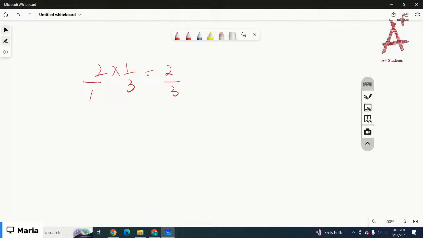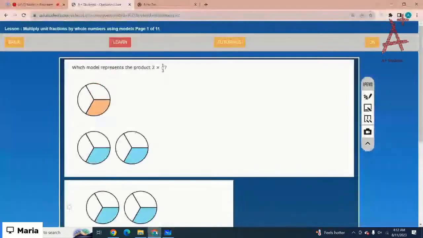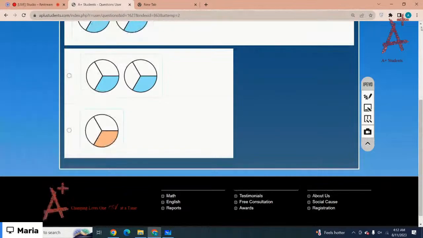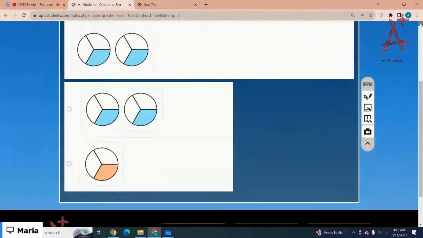So you have to select the one that has total 3 portions and 2 of them are colored. Okay, you're given 3 of the options. Okay, so option number 1 is the correct option.